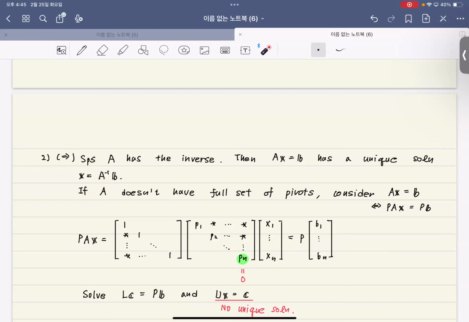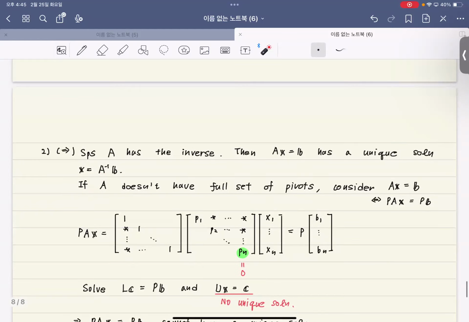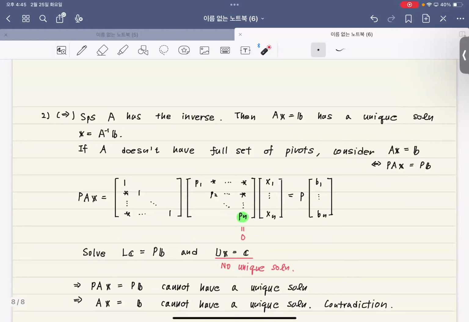Now, let me prove the claim by contradiction. Suppose that A doesn't have a full set of pivots. Then, if necessary by allowing row exchanges, let me apply the LU factorization to P times A. The LU factorization enables us to factor this as L times U. But this time around, since I don't have a full set of pivots, the last entry of the diagonal of U must be 0, right?